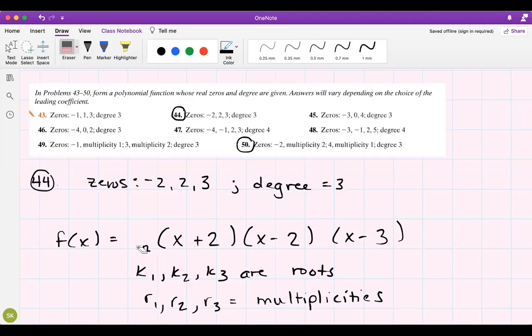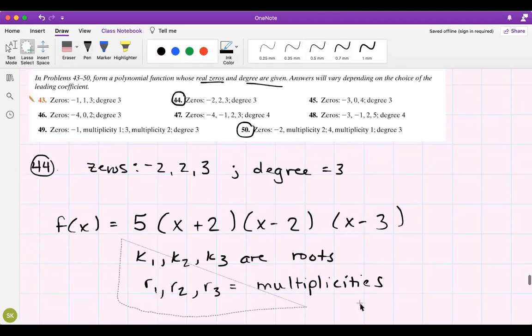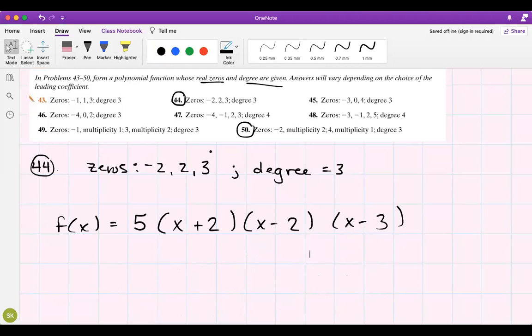For this leading coefficient, we need to pick a number for that. And you can choose anything you want, 1, 2, -5.5. Because here, all we want to do is just find something with these real zeros and this degree. So I'm just going to stick a 5 in the front. So this would be an example of a polynomial function that has these 3 zeros, -2, 2, and 3, and this particular degree. Let's try number 50.